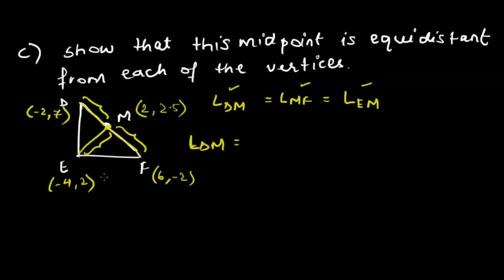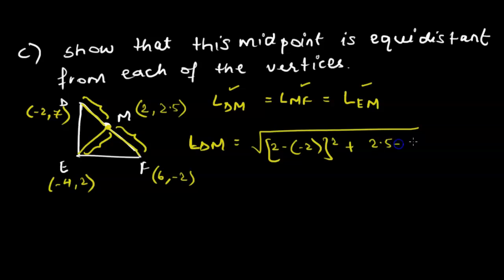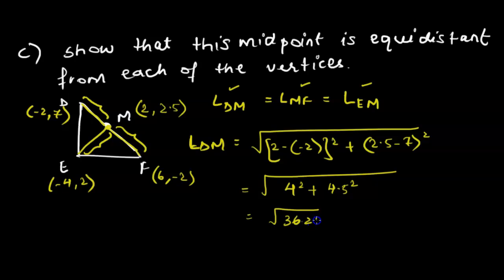Now since we know all of these coordinates, finding the length of DM would require the coordinates of D and M. We know the formula is the square root of (x2 minus x1) squared plus (y2 minus y1) squared. So it's (2 minus -2) whole squared plus (2.5 minus 7) whole squared, which is equal to 4 squared plus 4.5 squared. When we put this on the calculator, we get the square root of 36.25, which is equal to 6.02. Because we're not given the units, we can just write down 6.02 units.